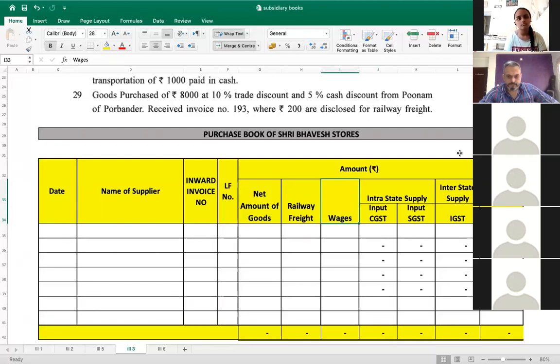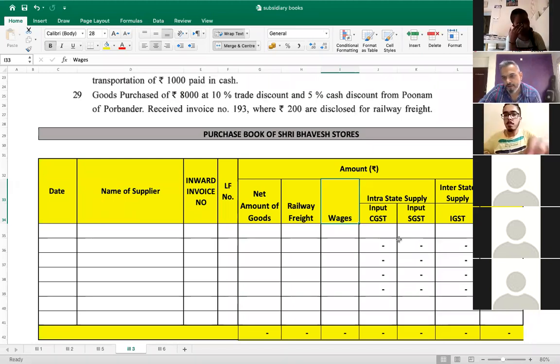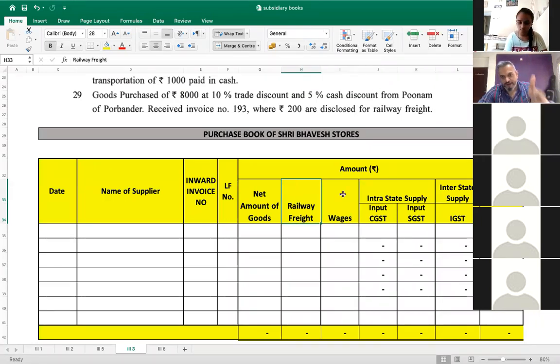Expenses are not recorded in a subsidiary book, right? But these are expense-wise columnar subsidiary books we are making. So say for example, you are buying goods from a person who is in Porbandar. So the bill amount is for the goods, plus separately he is charging railway freight, separately he is charging wages. So then GST will be applicable on that as well. And that is why we want to see how much we have paid for goods, how much for railway freight, how much for wages. And that's why we are preparing a columnar expense-wise book. Got it?